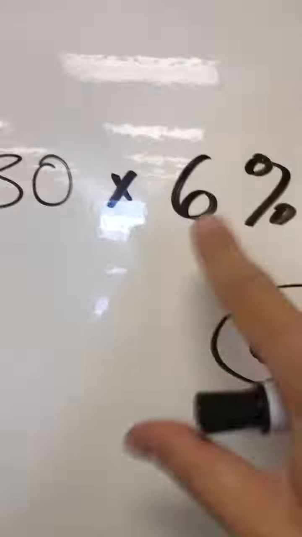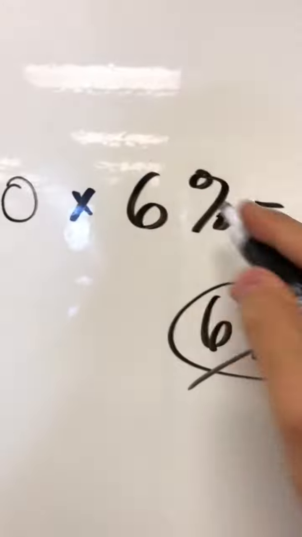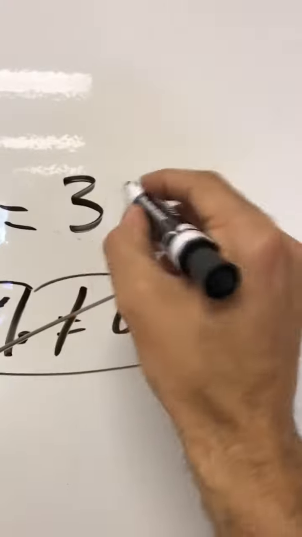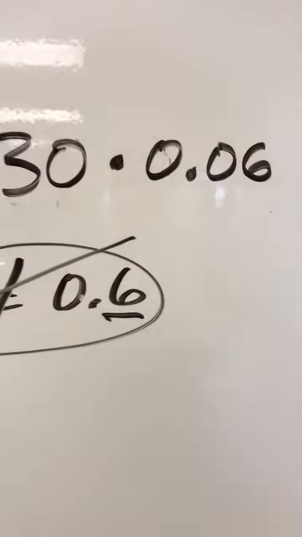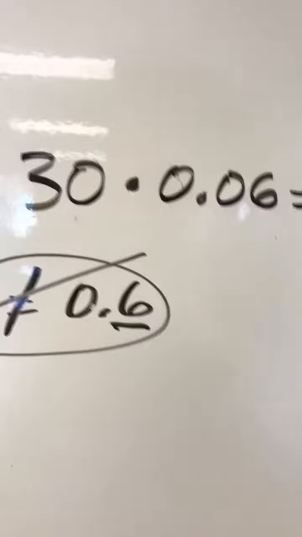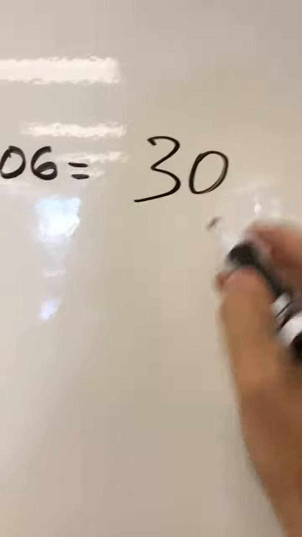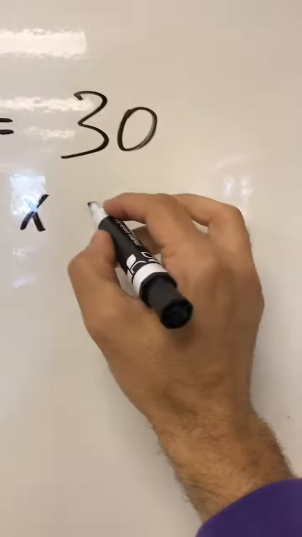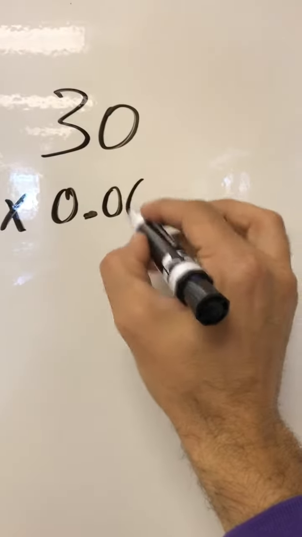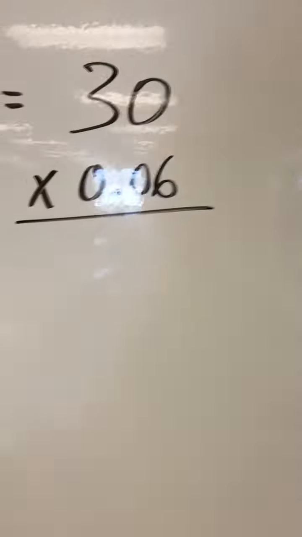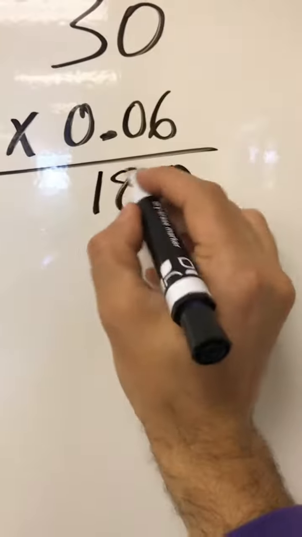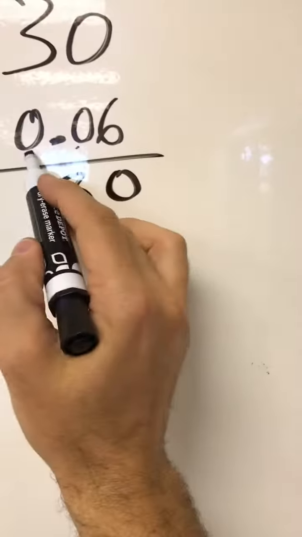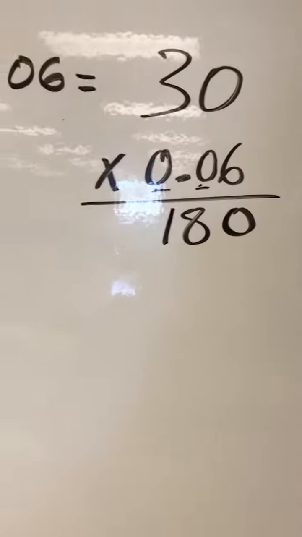So if we want to take $30 and multiply by 6%, that's going to be 30 times 0.06, or 0 and 6 hundredths. The easiest way to do that is a standard algorithm. We're going to multiply by 0.06, and then we can just simply multiply. 6 times 0 is 0. 6 times 3 is 18. And I don't need to multiply anymore because these are zeros, and that's just going to zero things out and make things complicated.